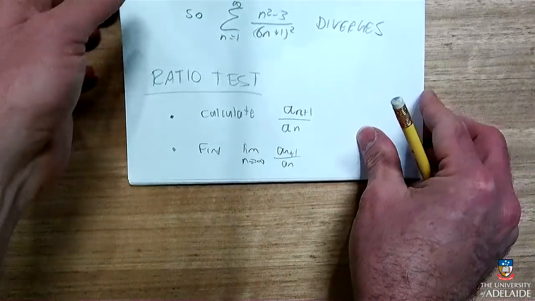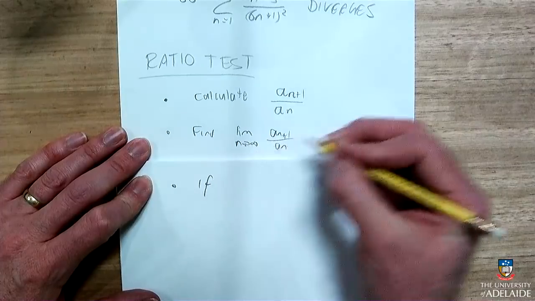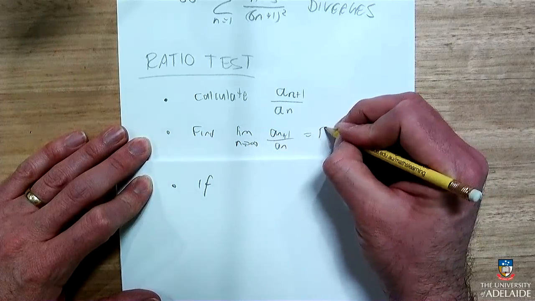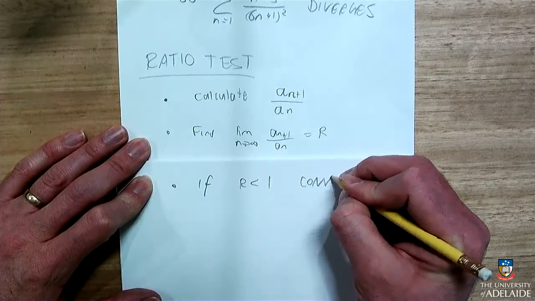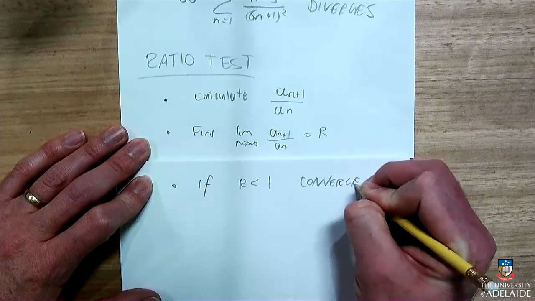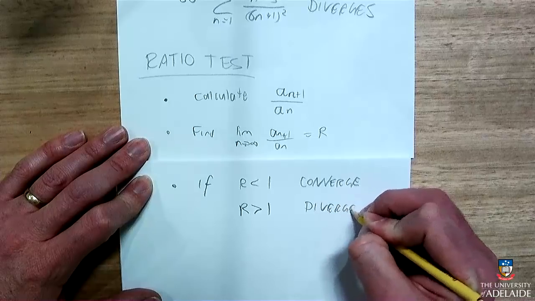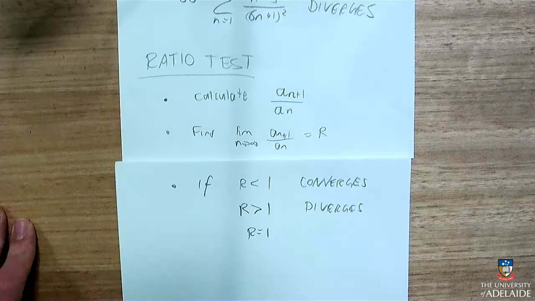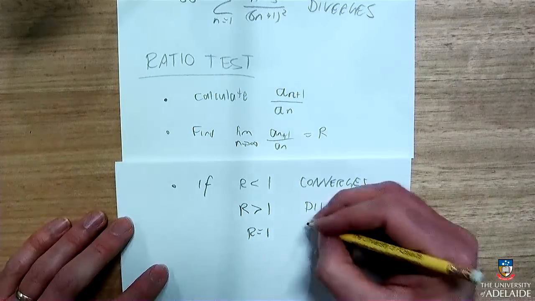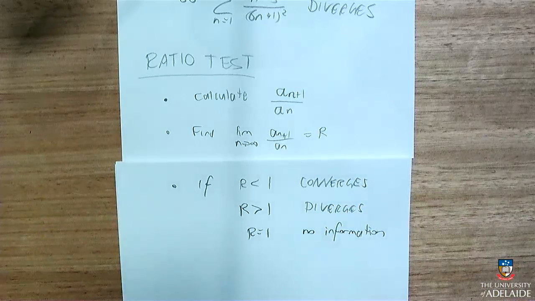All right? And if that limit, I shall call it r, because it's a ratio. If that r is less than 1, then it converges. If the r is greater than 1, then it diverges. And if the r is equal to 1, sucks to be you, it doesn't tell me anything. Then it tells me no information whatsoever, and it's been a waste of everybody's time.